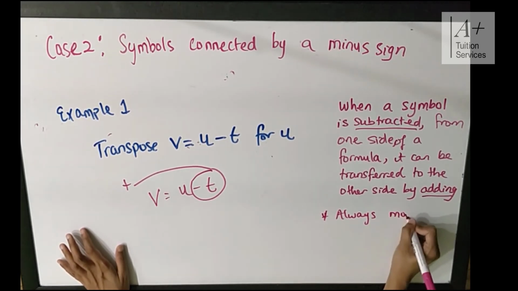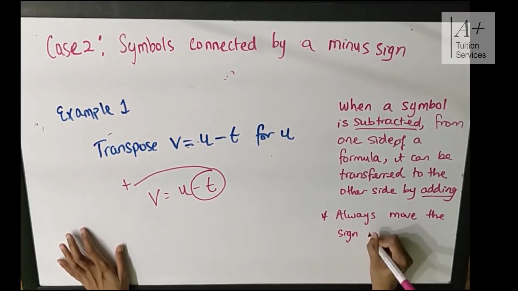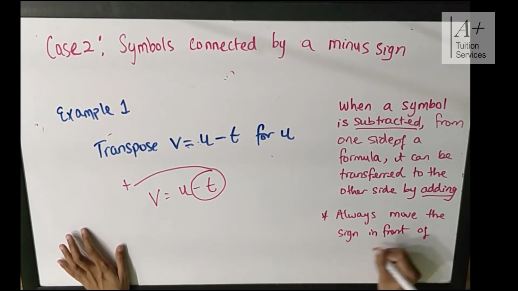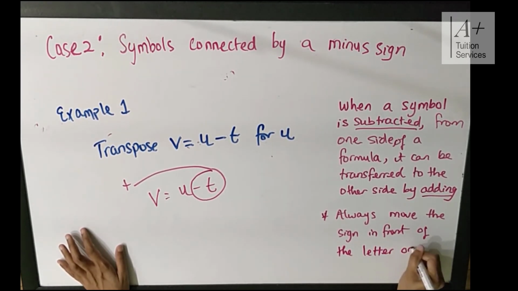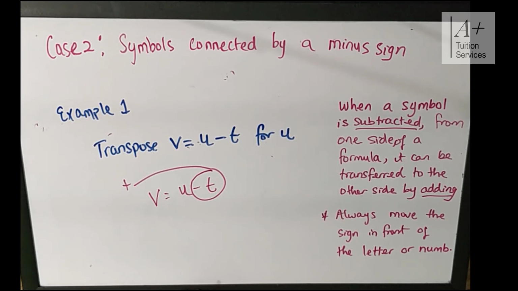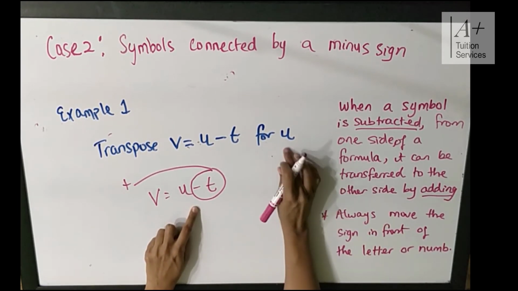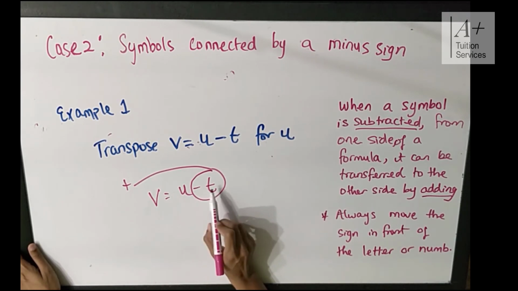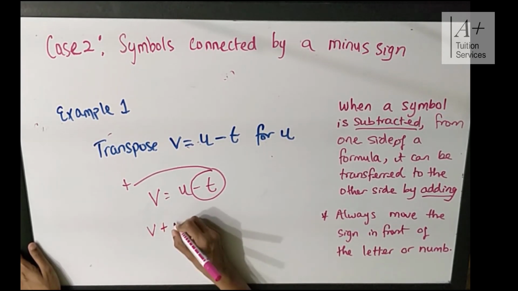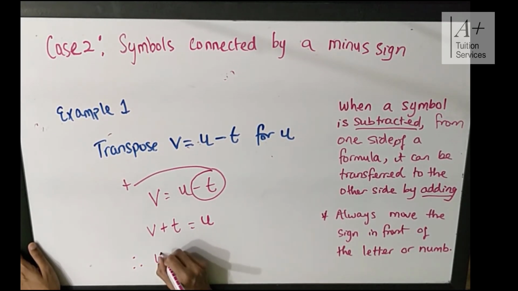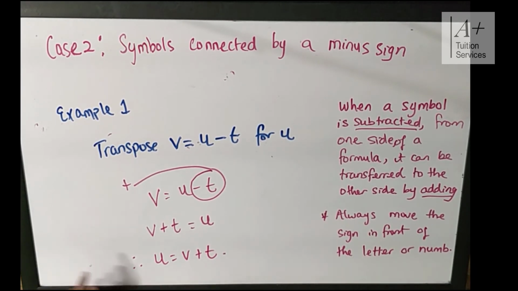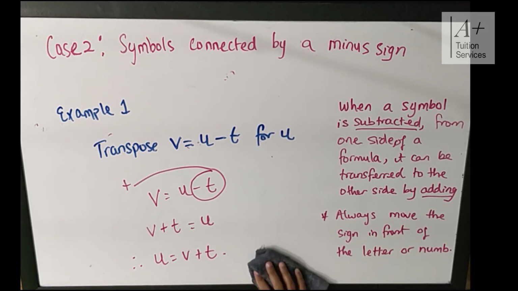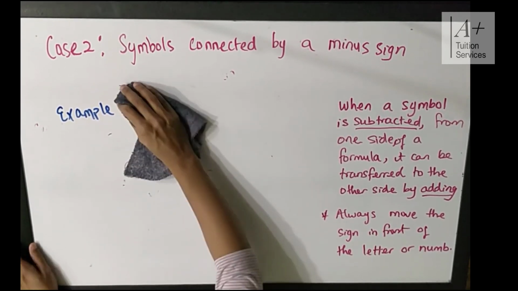Always move the sign in front of the letter or number. Okay, so we have V is equal to U minus T, and we want to make U the subject. So we have to take this minus T away from U as far as possible. So the minus T will go across and become positive. So V plus T is equal to U, therefore U is equal to V plus T. Okay, and this is making U the subject of this formula. So this was case 2, dealing with a minus sign, and I just want to do one more example to make sure we understand. We will look at example 2, so again pause the video and take your notes.